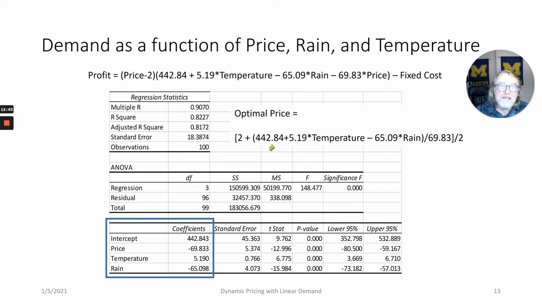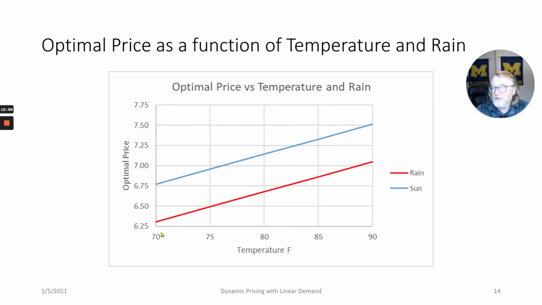And so we can go ahead and get the optimal price out. It depends on temperature and whether or not it's raining. Okay? And so when you look at that, here's the temperature. This is the optimal price versus temperature, and you can see as the temperature gets higher and higher, the optimal price for a sunny day goes up, and the optimal price for a rainy day goes up, right? And so, you know, that's how dynamic pricing would work.